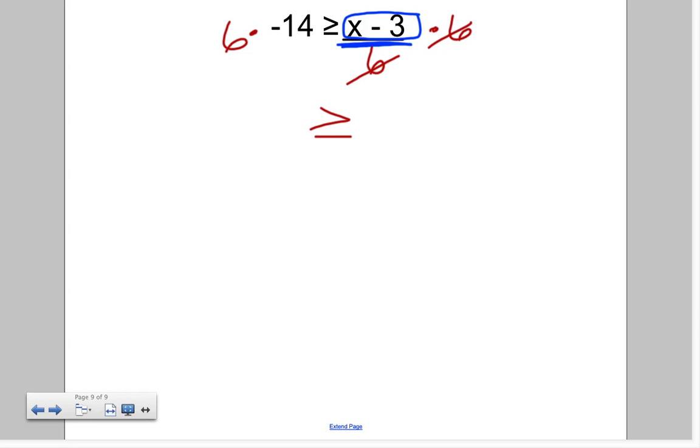Does that flip the sign? No, it's a positive. So it doesn't flip the sign. But what if this was a negative 6? Then we could flip the sign. You see what I'm saying? We could flip the sign if you have a negative denominator there. So we got, what's 6 times negative 14? Negative, whoa, we're getting up there. x minus 3.